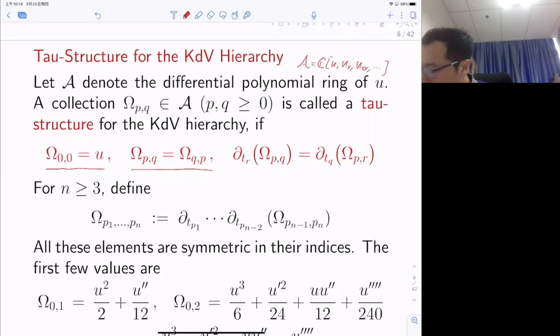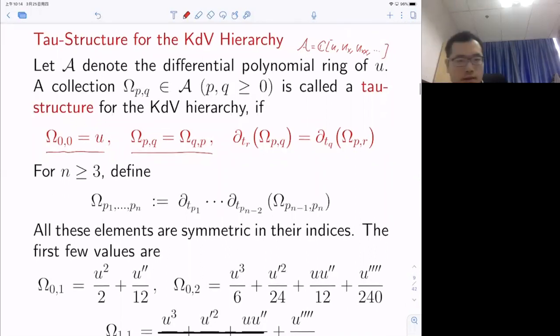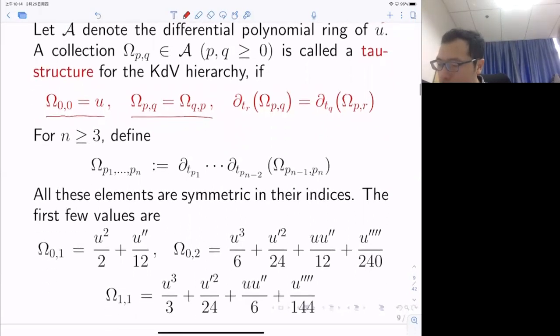This is called the tau structure. Its existence and uniqueness are known, and if we have a tau structure, we can define what we call higher correlation functions.